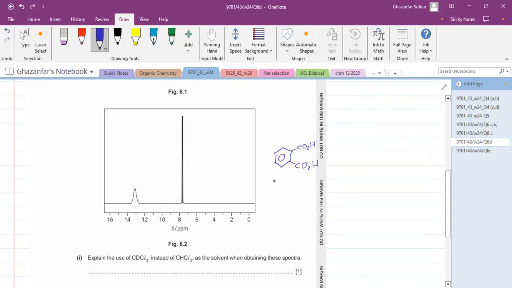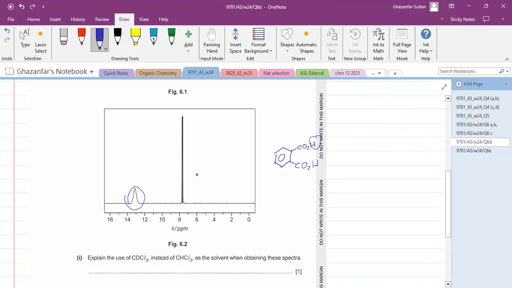So here, the signals for benzene must be there, and the protons could be here. These could be the protons of the benzene ring: 1, 2, 3, 4. These 4 protons could be there. Remember that there is no proton on these positions.